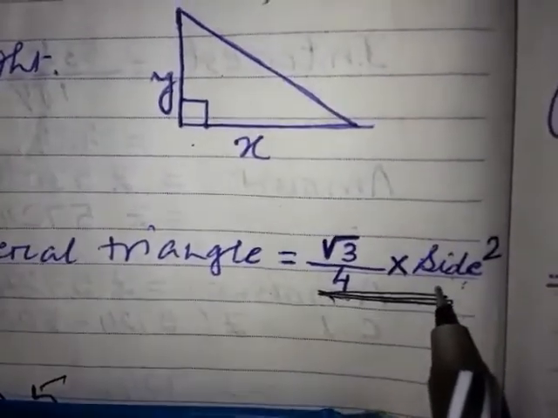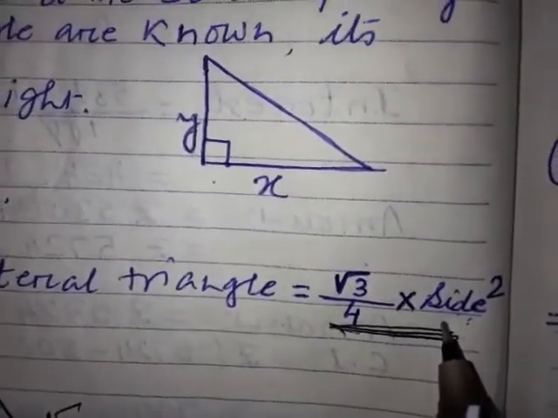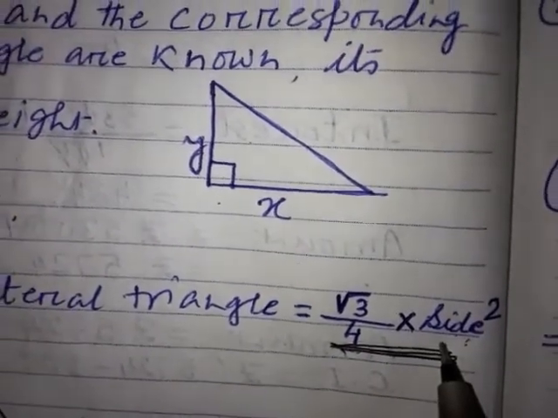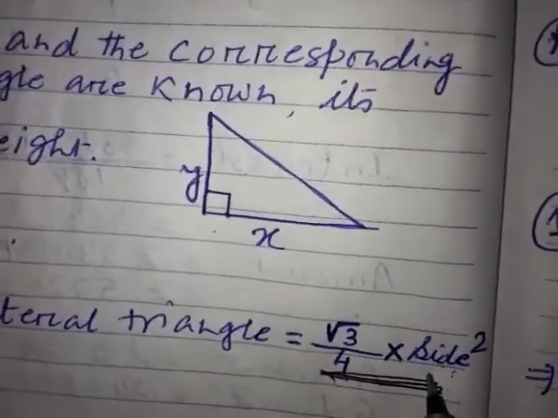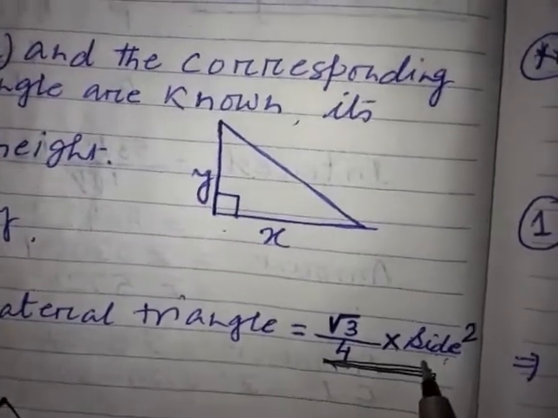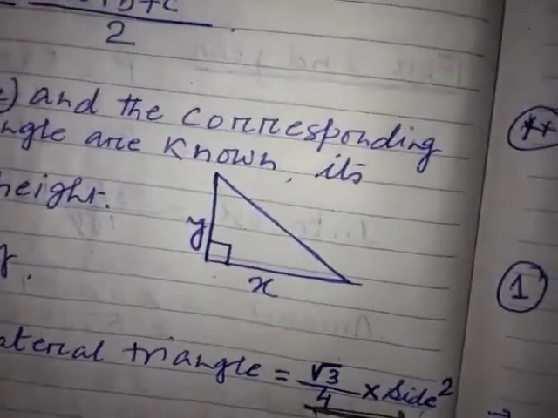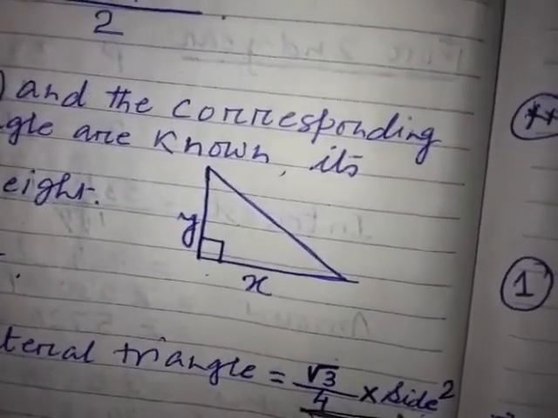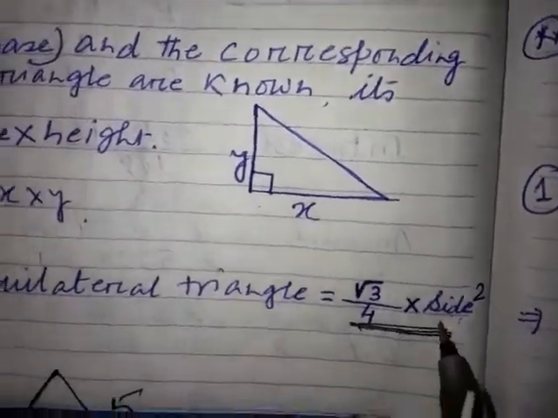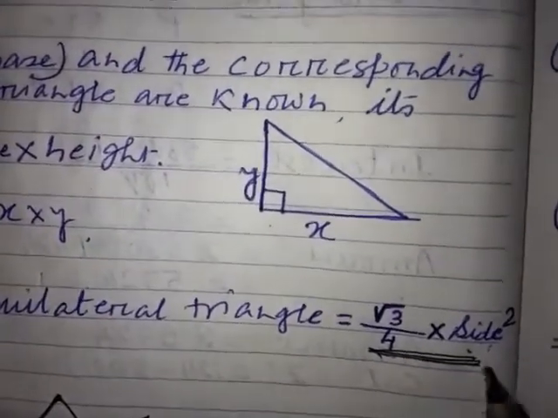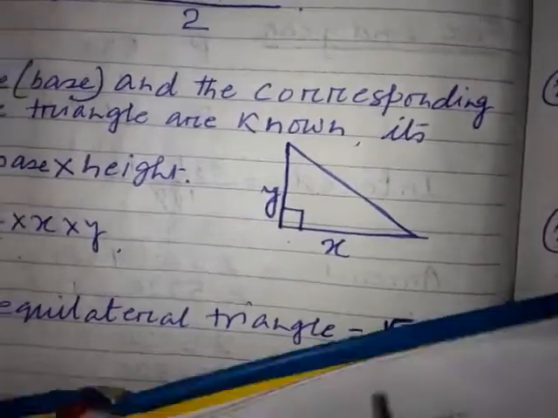I always told you that it is not required to remember the formula; you can do it on your own also. I am going to explain how to find the area of an equilateral triangle without using this formula, or how this formula has come. Now look at the figure.